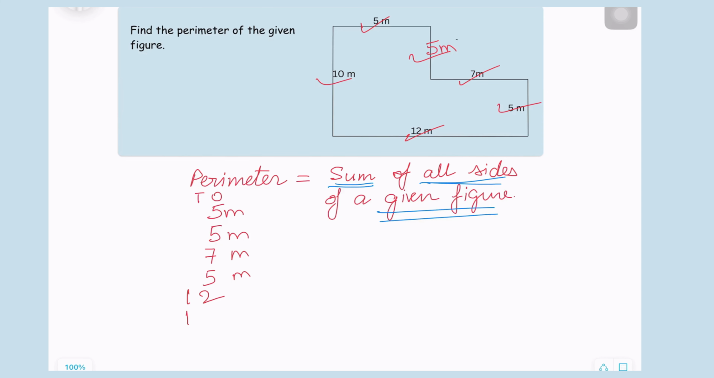10 meters. Okay, so we will add this. 5 plus 5 is 10. 10 plus 7 is 17. 17 plus 5 is 22. 22 plus 2 is 24. 2 carry forward. We can write it here. 1 plus 1 is 2, plus 2 is 4. So the answer is 44 meters.